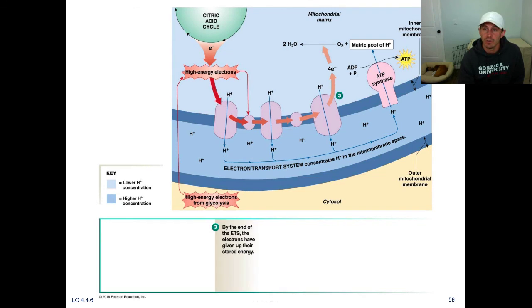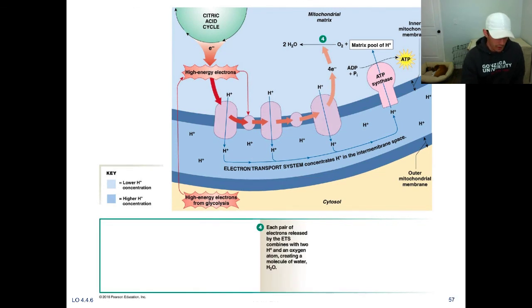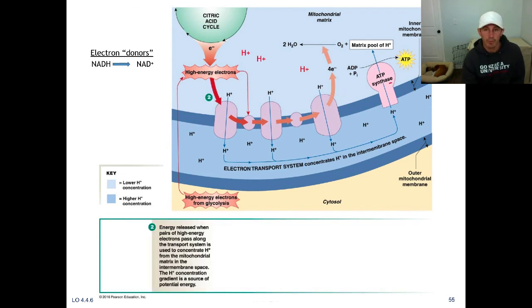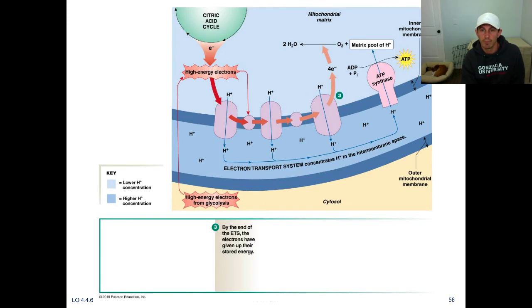As hydrogens... skipped a step, go backwards, no, this way. Okay, so those hydrogens have flowed, they're being concentrated in the intermembrane space. One thing I didn't mention is we have to talk about oxygen here.